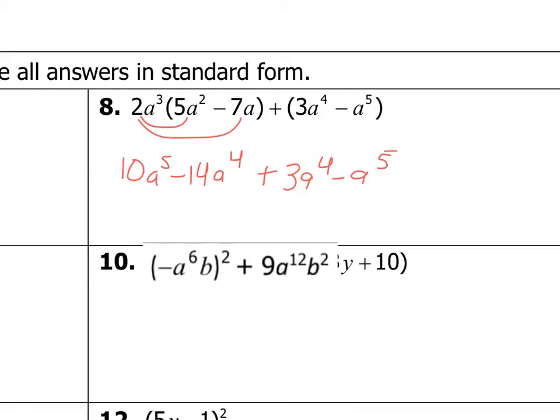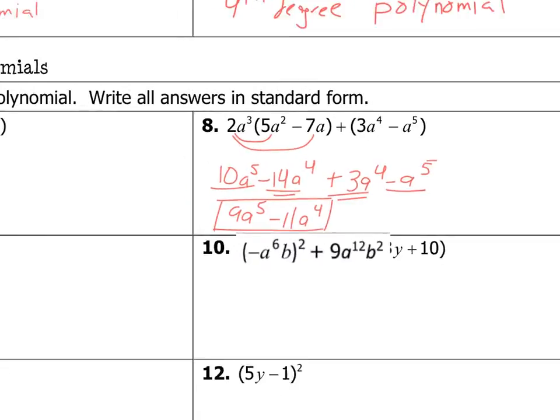So now we would just simply combine like terms. We have 10a to the fifth and negative a to the fifth, which would make this 9a to the fifth. And then we have negative 14a to the fourth and positive 3a to the fourth, which would make this negative 11a to the fourth. This would be in standard form, and this would be a fifth degree binomial.